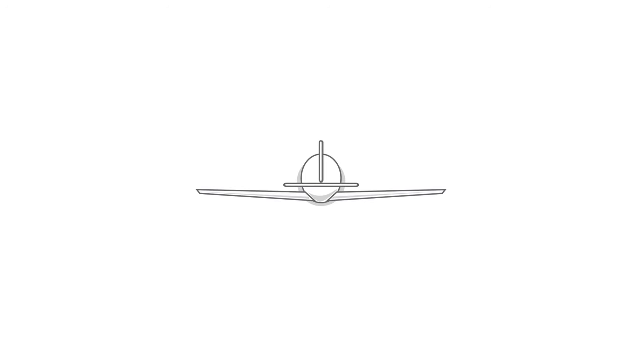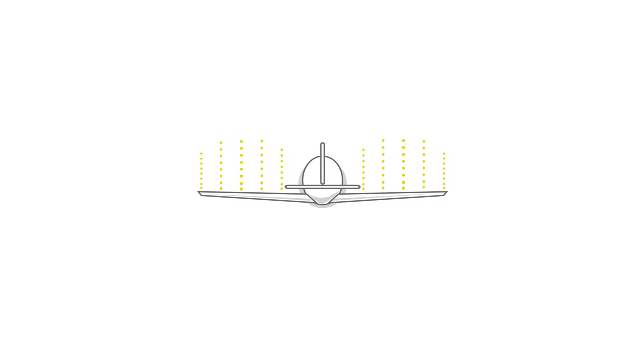An aeroplane in straight and level flight has a lift distribution pattern that looks something like this. The lift generated by one wing is the same as the lift generated by the other wing.